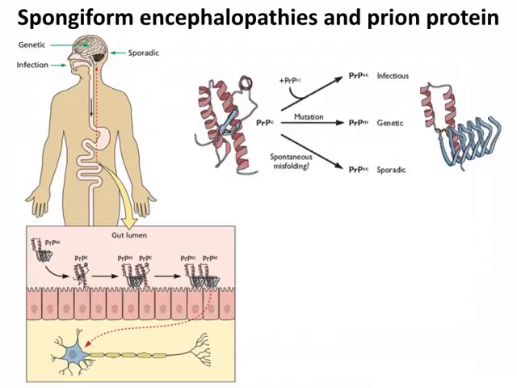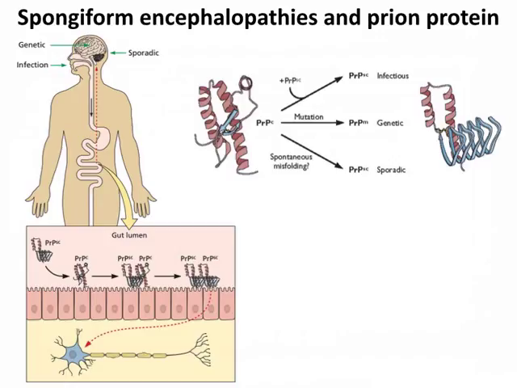So again, this is just a summary of what I've told you. Here we have our normal PrPC protein. There are three ways you can get these TSEs. You can somehow acquire the misfolded protein by an infectious route, either by a transplanted cornea or by eating food, and that causes your PrPC to misfold. You can inherit a mutation in the PRNP gene, so it misfolds and becomes PrPSc. Or there's this spontaneous disease where the protein simply misfolds without any predisposition.